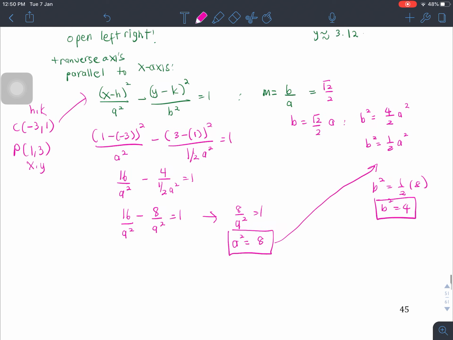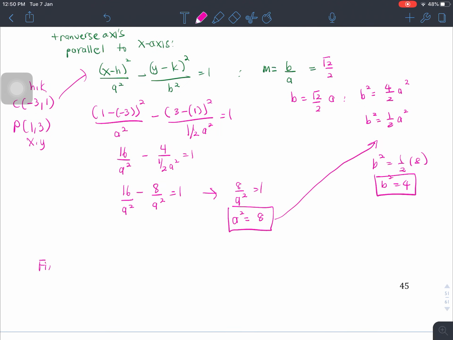Once you get this, you already can get your final answer: (x plus 3) squared over 8 minus (y minus 1) squared over 4 equals 1. That's all.